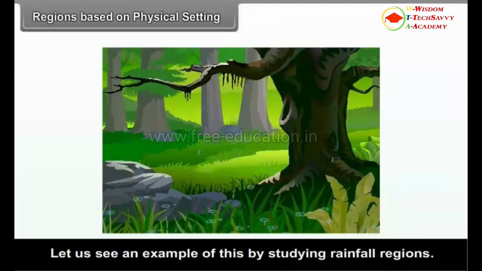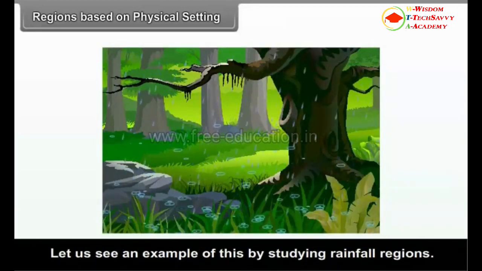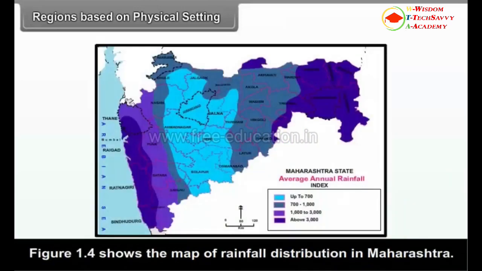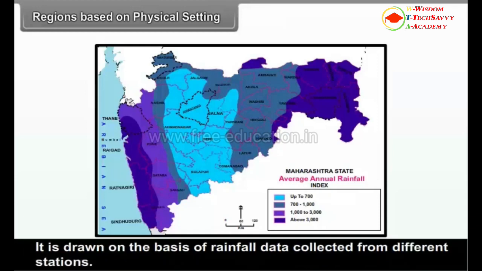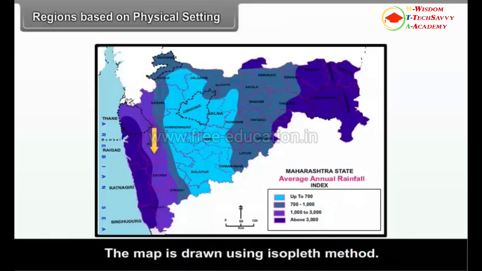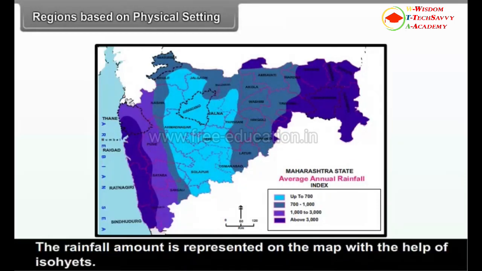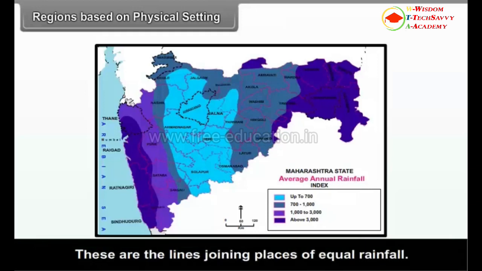Let us see an example of this by studying rainfall regions. Figure 1.4 shows the map of rainfall distribution in Maharashtra. It is drawn on the basis of rainfall data collected from different stations. The map is drawn using isopleth method. The rainfall amount is represented on the map with the help of isolines. These are the lines joining places of equal rainfall.